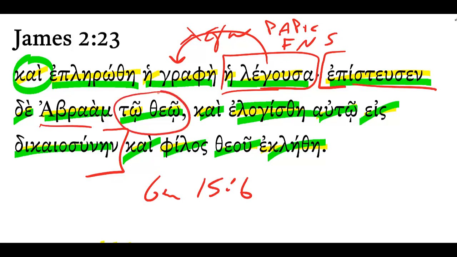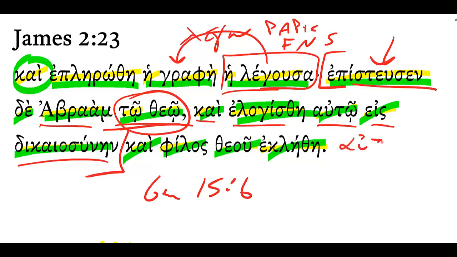Notice that totheo, the reason that is in the dative is the verb pistuo will frequently take a dative object or dative complement, and so that's why theo there is in the dative, and it was reckoned to him for righteousness. This last little bit of the verse here, he was called a friend of God. Of course, there's an implied subject, autos. We know that from that third singular ending.